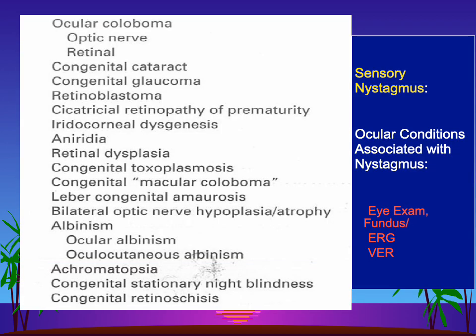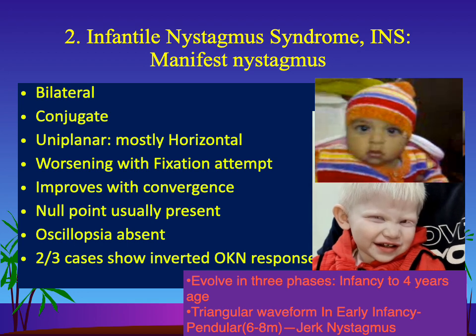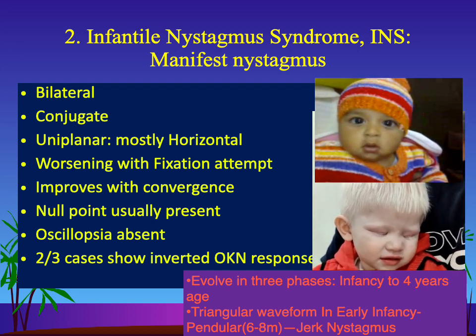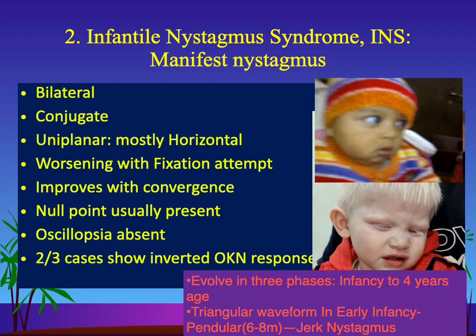The sensory nystagmus, which is usually seen, should be looked for these underlying problems in the eye, and a thorough examination, as mentioned earlier, should be done. The more common nystagmus that we see is the infantile nystagmus syndrome, which is usually bilateral, conjugate, uniplanar, worsening on fixation attempt, improving on convergence. It usually has a null point, and oscillopsia is mostly absent. It evolves in three phases from the first few months of life, as a triangular phase, and then moving on to jerk nystagmus, and in between there is a pendular nystagmus for 6 to 8 months of age.